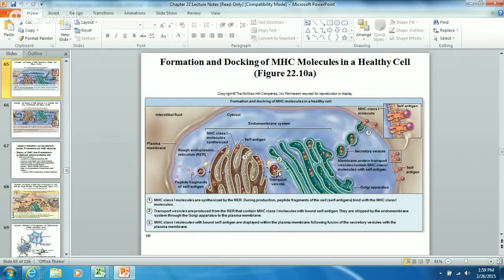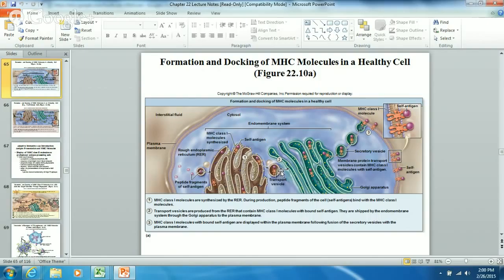And of course, a transport vesicle has one purpose, that's to transport stuff. So it transports this complex, this MHC class 1 molecule with this peptide fragment, this self-antigen attached to it, over here to the Golgi apparatus, aka the Golgi body. And the job of the Golgi apparatus is to be the UPS organelle of the cell. It processes things, packages them, and ships them to wherever they need to go. So this is the UPS organelle of the cell.